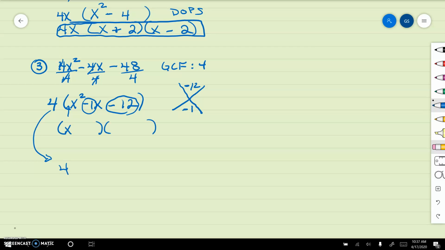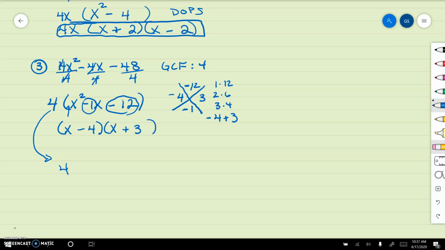We have x times x is x squared, and then we have to figure out these numbers. 1 times 12, no. 2 times 6, no. 3 times 4, yes. 4 minus 3 is 1. We want a negative 1, so we're going to change the signs. Negative 4 plus 3 is negative 1, and negative 4 times 3 is negative 12. So it's going to be minus 4 plus 3.